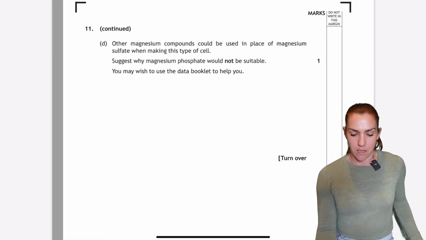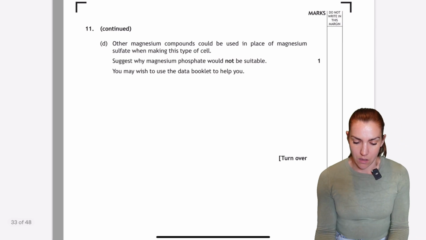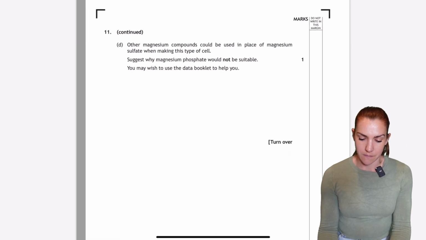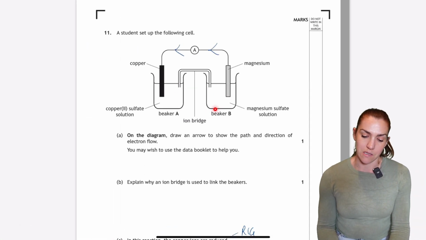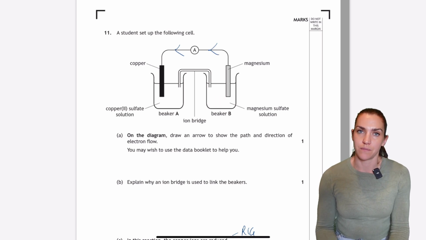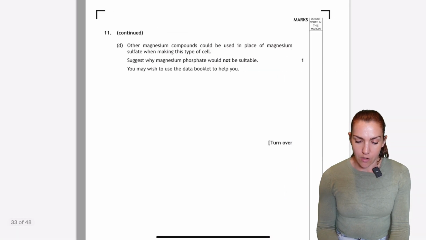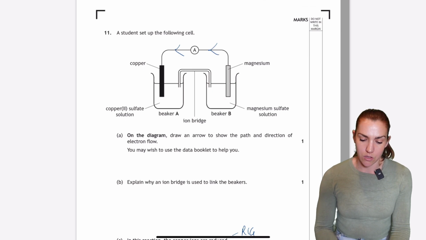For 11D, suggest why a magnesium phosphate would not be suitable in the cell instead of the magnesium sulfate. So in here, the magnesium sulfate is a solution. It's an ionic solution, which means it can work as an electrolyte. So electrolytes are ionic solutions that can allow for conductivity. In order for ionic substances to conduct, they need to be able to be made into a solution.